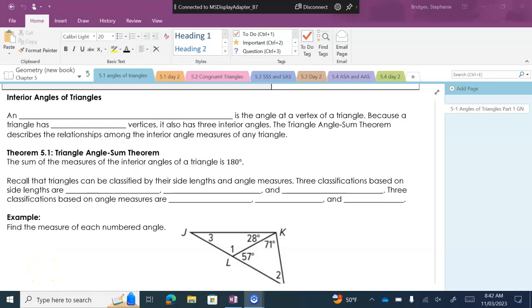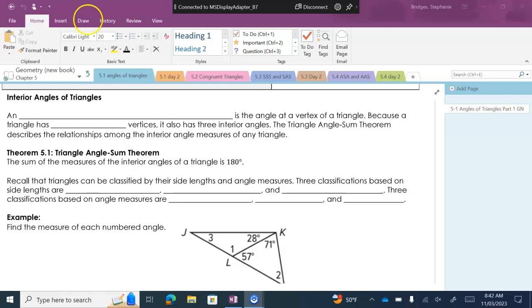Haven't talked, or we're going to talk about today, we already know. Okay, we're going to just define a few things. So the first part is talking about the interior angles of a triangle. What does interior mean? Inside, okay? So we're talking about the angles that are inside a triangle.